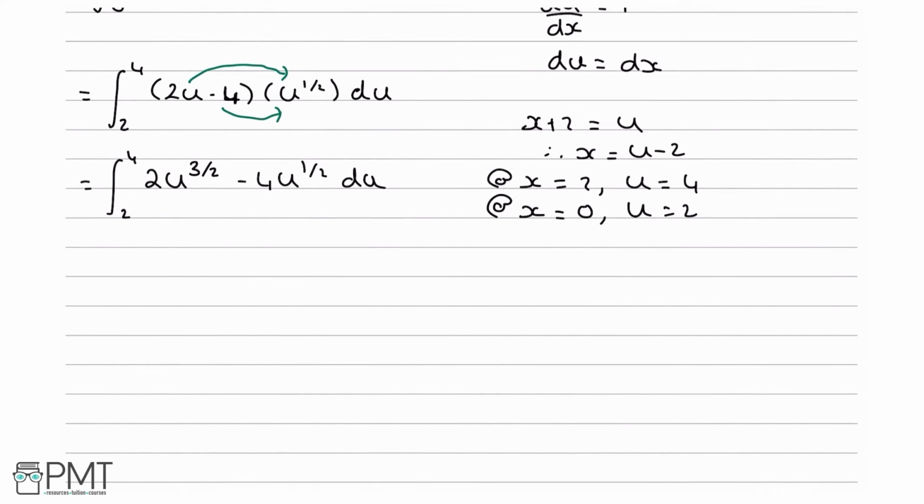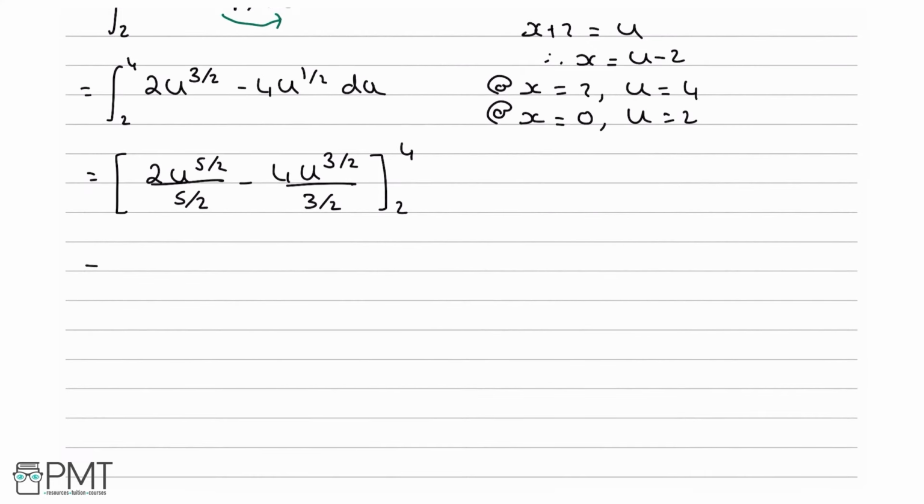Evaluating this integral, we will end up with 2u to the 3 over 2. So you add 1 to the power, divide by the new power. So we will get 2u to the 5 over 2 divided by 5 over 2 minus, and then 4u to the 3 over 2 divided by 3 over 2 again, from 2 to 4. There we go.